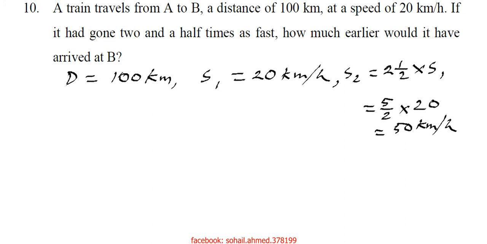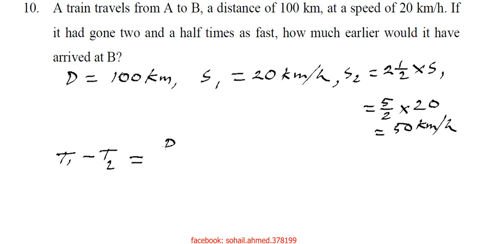So since in the second case the train travels faster, it will take less time, and in the first case the train will take longer time. That is T1 is bigger than T2. So we have to find the difference, right? Therefore we have to find T1 minus T2. T1 will be bigger as the speed was less, so it will take longer time.